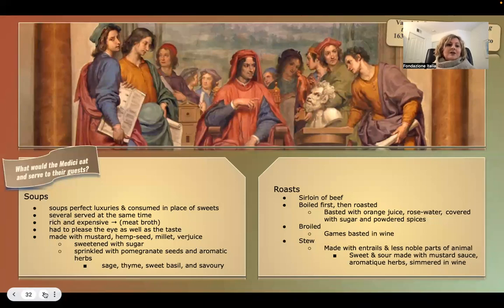What it would serve, soup, all kinds of soups made with vegetables and with meat. Although soups made with meat were expensive. They had to please the eye as well as the taste, so they were made with a lot of aromatic herbs and spices.